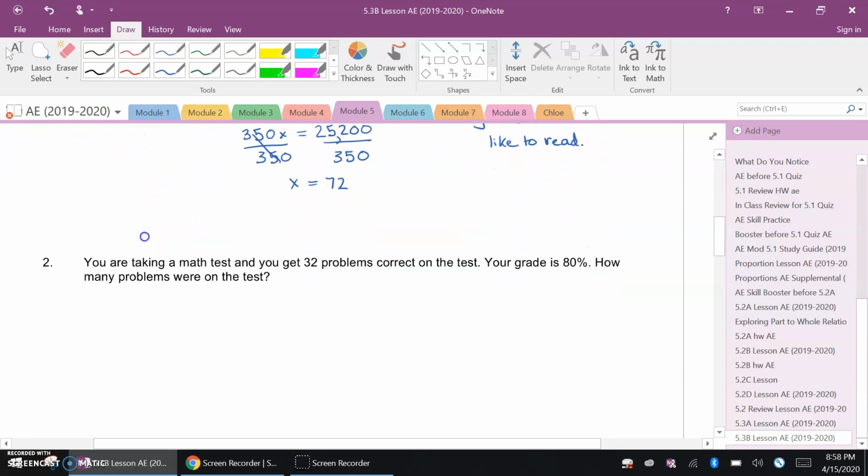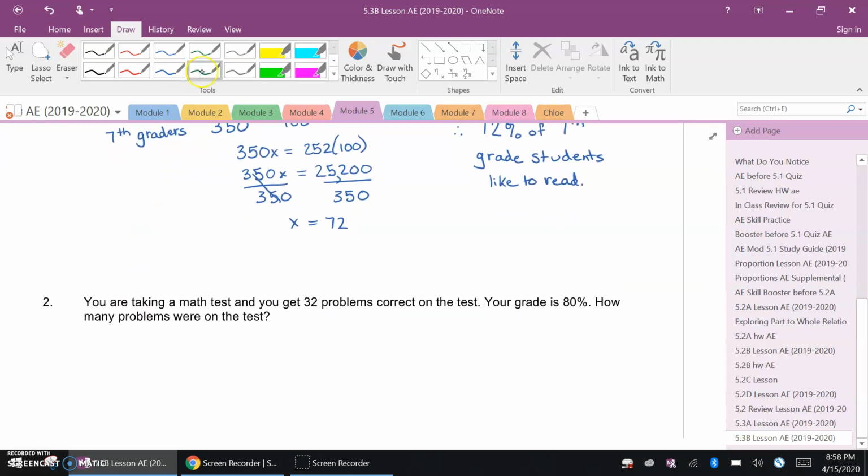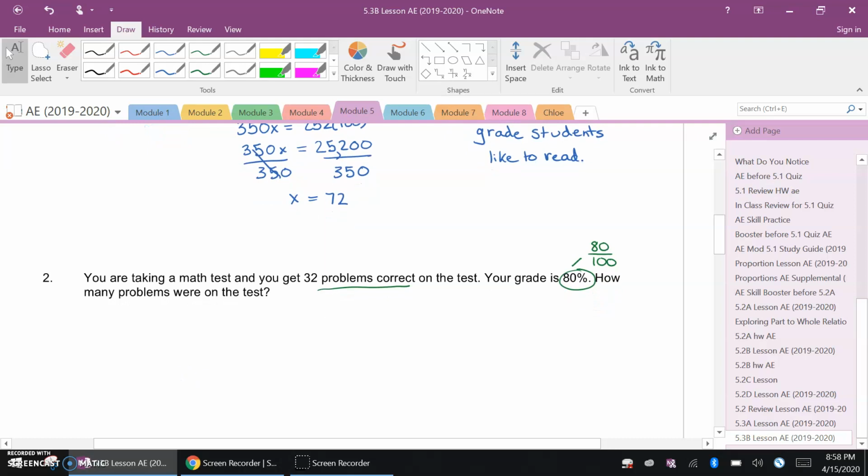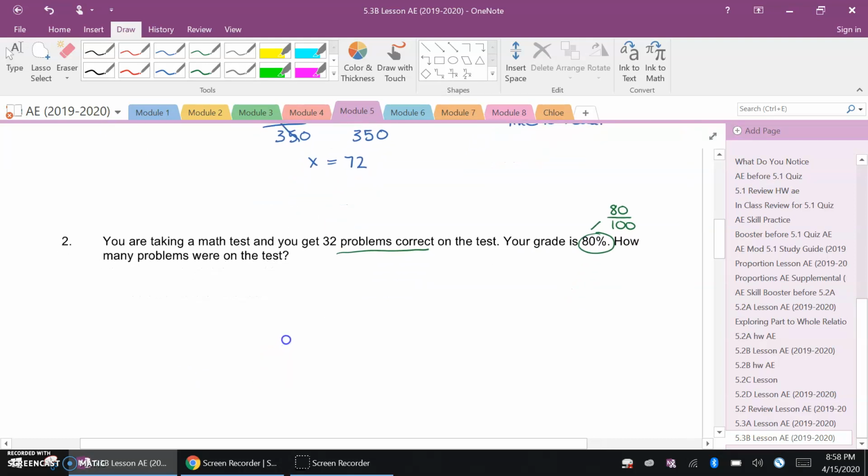Okay, so moving on to number 2. It says you're taking a math test and you get 32 problems correct on the test. Your grade is an 80%. So as soon as we see the percent sign, we know that this means 80 out of 100. So if that helps you to write that in there so you know where the 80 goes, that's something that would be helpful. And so it wants to know how many problems are on the test. So what we're looking for is the whole. So we're looking at total problems on test.